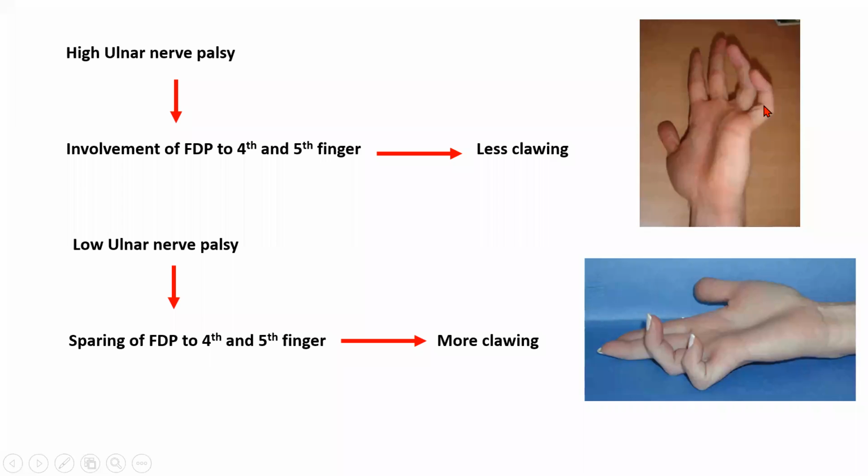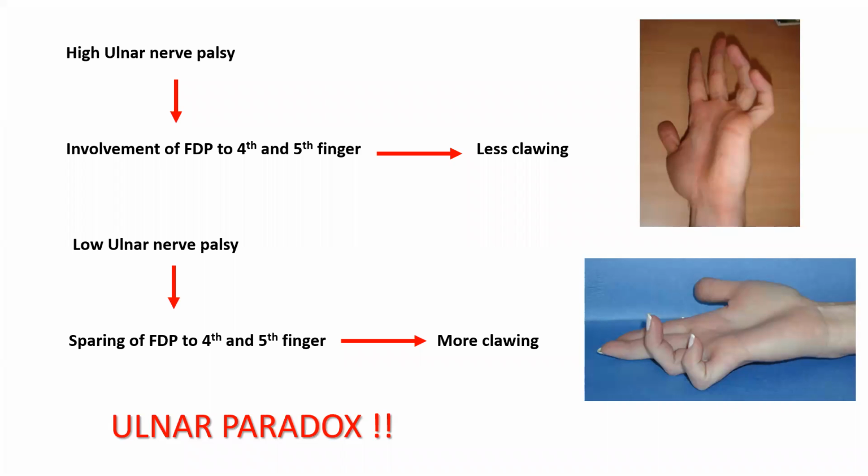You can see this picture. The amount of clawing is less in case of high palsy, whereas in case of low palsy, since this tendon is spared, there is more clawing because this action will continue. The finger flexion will continue, exaggerating the clawing. This is called ulnar paradox. So the lesion is high, the problem is less, but the lesion is low, the problem is more. This we call a paradox.